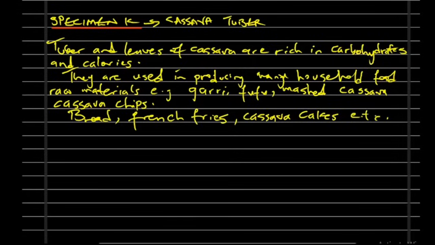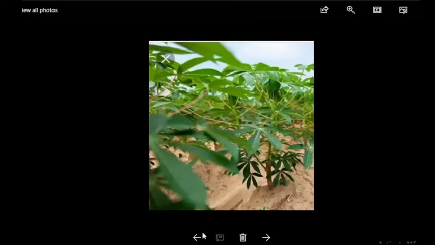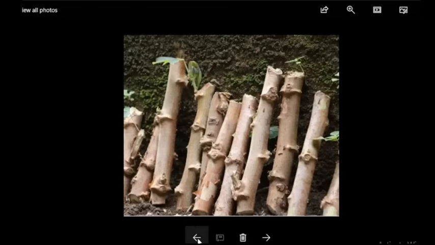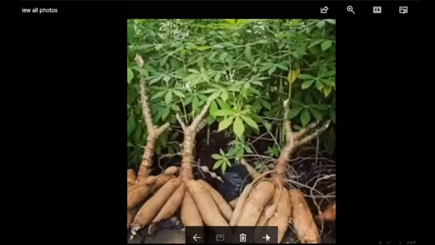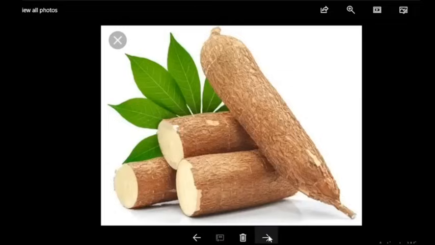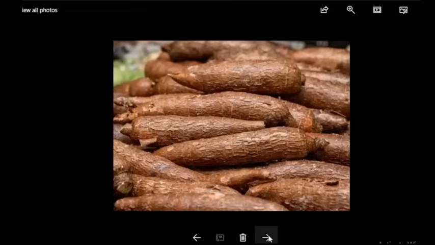So this is an example of what we said. These are the stems. You can see the stem here. These ones here, they are the stem. But this part here underneath is the root. So let me show us. This is a typical example of the root of the cassava plant. This is a root of the cassava plant. So that is that about our specimen K.